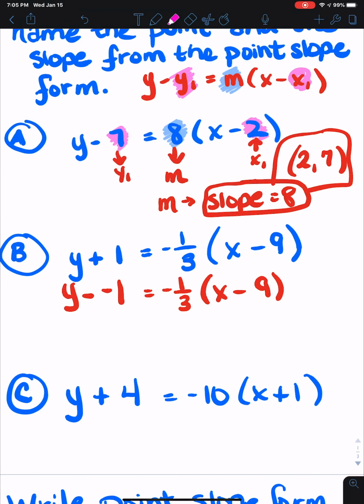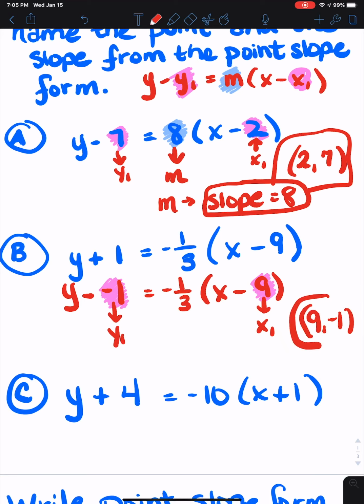Okay, so now the number after the subtraction sign with the y is this. The number after the subtraction sign with the x is this. So that means this is my x sub 1, and that's my y sub 1. So it's going to be 9, negative 1 as your point. This right here is going to be my slope. So my m is going to be negative 1/3, so this is going to be your slope.